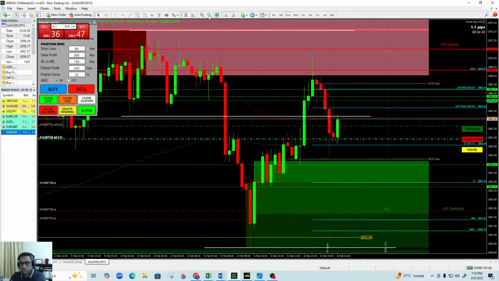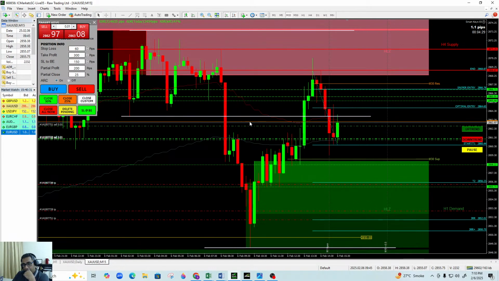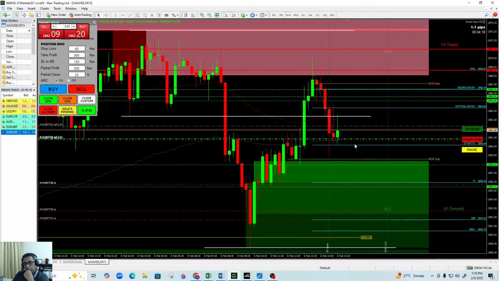Let's see. We're ranging right now because if you look at the EMAs, they're flatlining. They're both moving sideways. Price is neither above them nor below them. They're at them. When price is at both EMAs, that means we're just ranging, right? So we just have to be a little patient and wait for volume to come in.